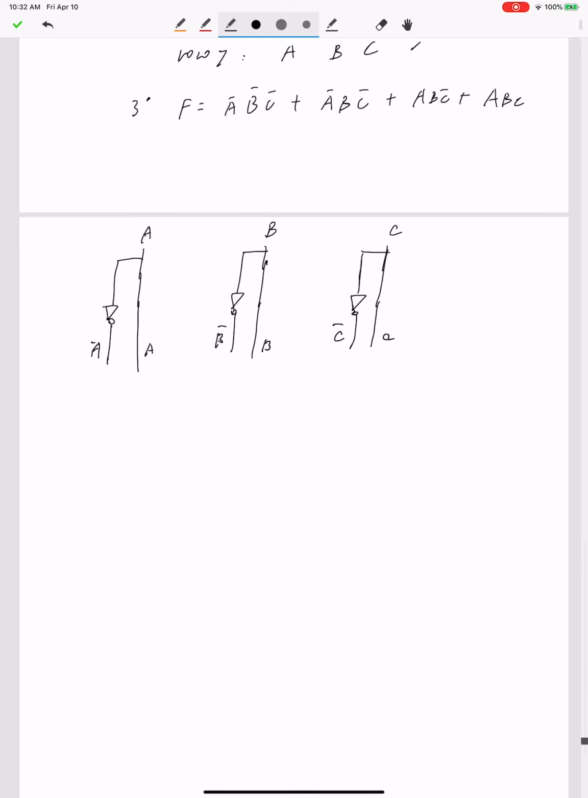The first logic product is A bar, B bar, C bar. So we need an AND gate, and the 3 inputs are A bar, B bar, C bar, right? And as we mentioned last time, if there's no dot on a cross line, that means these 2 lines are not touched. So the output is A bar, B bar, C bar. That's the first term. The second term is A bar times B times C bar.